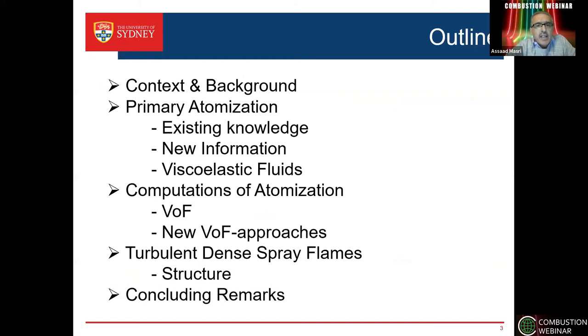The talk is going to progress something along these lines. I'll start with a fairly extensive background and put everything into context, and I'll dwell on that for a little bit intentionally. And then I'll cover three topics. Essentially primary atomization, where I'll scan existing knowledge, and then I'll talk a little bit about recent work that we have contributed both in Newtonian as well as non-Newtonian viscoelastic fluid. And then I'll talk a little bit about computations of atomization with a specific focus on the volume of fluid approach. And then the last section of the talk will be about turbulent dense spray flames. I'll show you some of the recent work that we have done and published in this space, and where we're moving then and what else needs to be done in this space will form the subject of the conclusion.